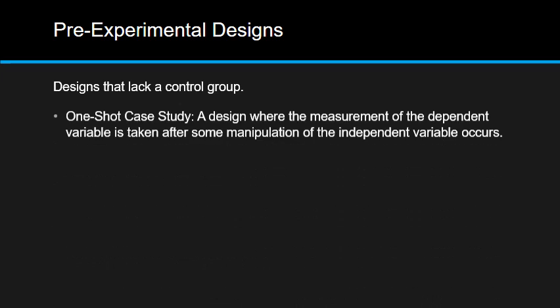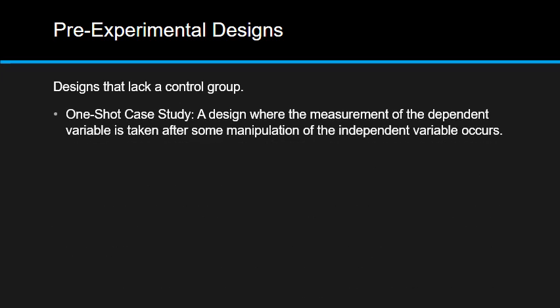Okay, so the first group is called pre-experimental designs. Pre-experimental designs are designs that lack a control group. So remember, an ideal experiment should have comparison groups, and pre-experimental designs don't have the first criteria. They don't have a control group. So here are two common designs that would look like this. First you have the one-shot case study, and this is where the measurement of the dependent variable is taken after some manipulation of the independent variable, okay?